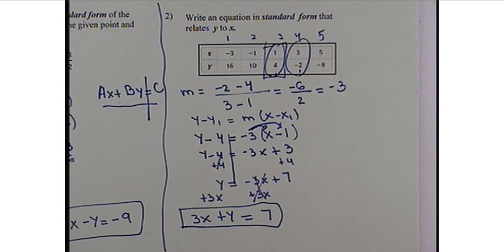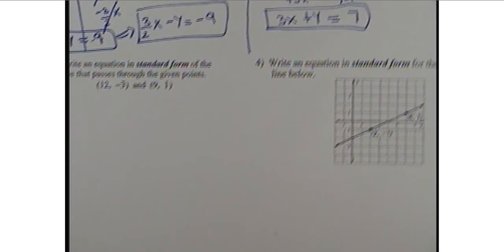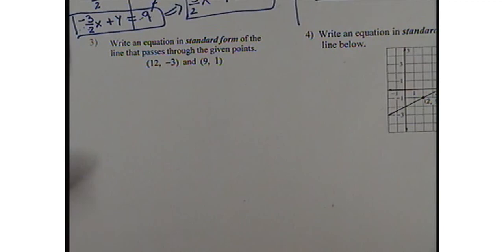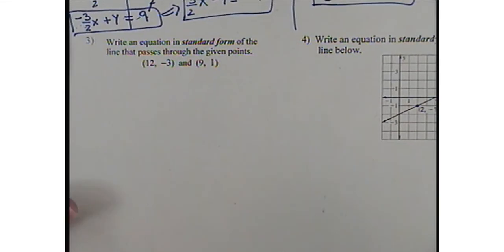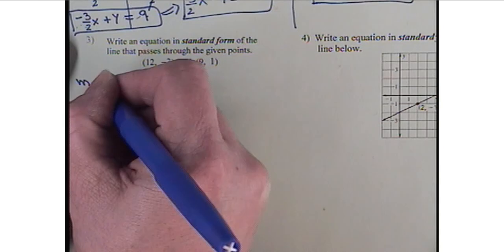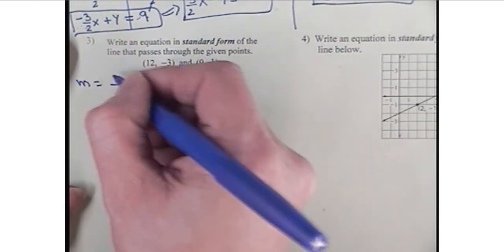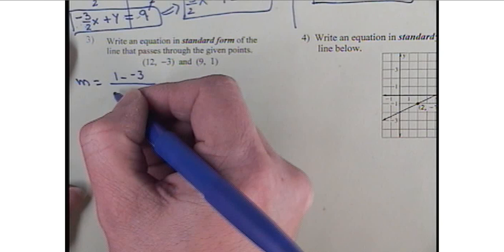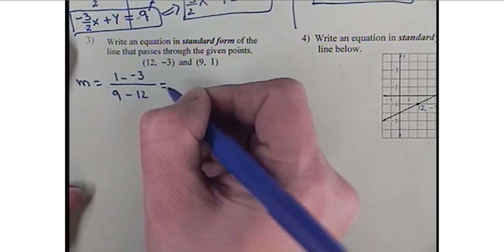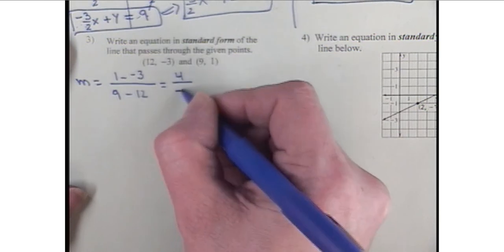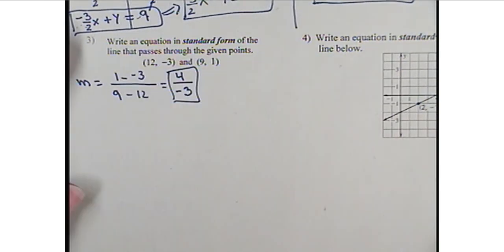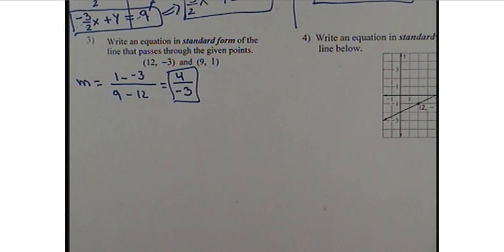Next example, number 3. We're going to follow exactly the same steps as number 2, but this time instead of a table they're giving us 2 points. So step number 1, find the slope. M will be 1 minus negative 3 over 9 minus 12. 1 minus negative 3 is positive 4, 9 minus 12 is negative 3. So the slope here is 4 over negative 3.